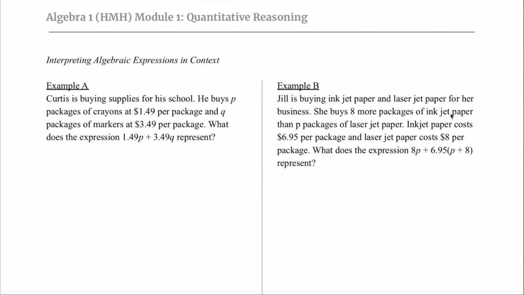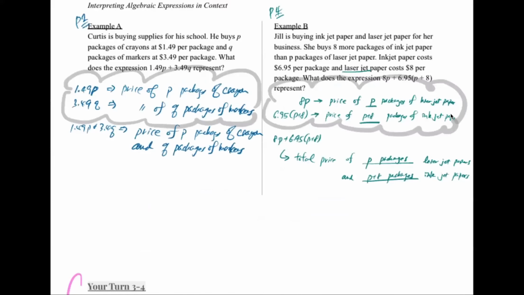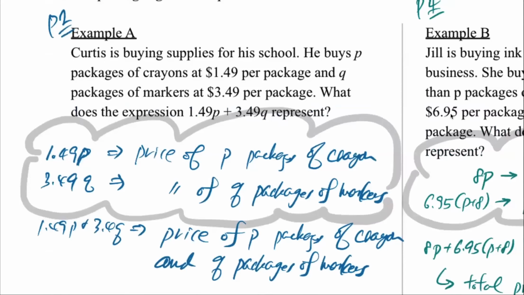Okay, guys. So let me explain to you what we did in class. So let's look at A. The first part, right here, that represents the price of P packages of crayon. Because crayon costs $1.49 per package. The markers cost $3.49 per package, and there are Q of them. So $3.49 represents the price of Q packages of markers. So putting that together, right?